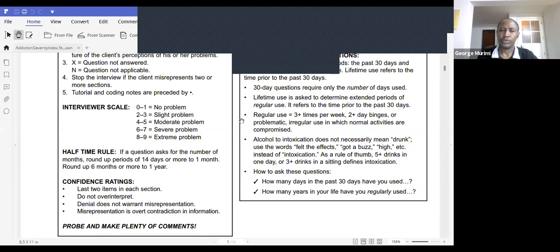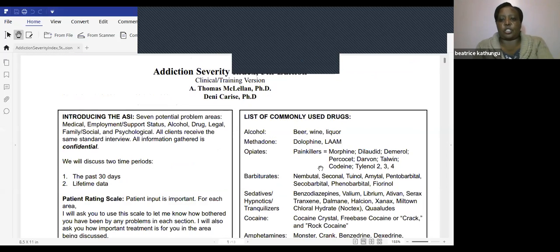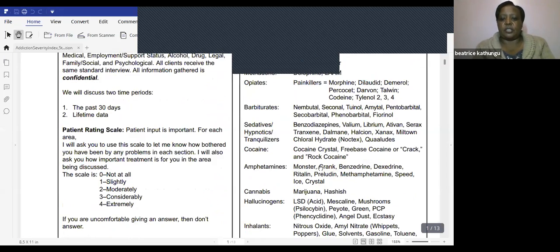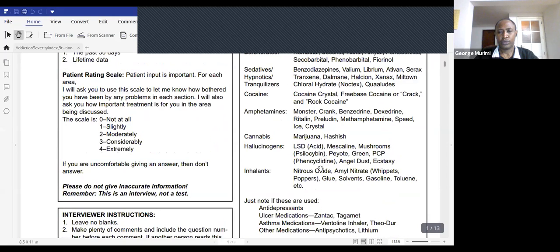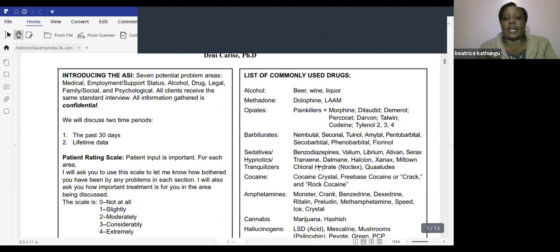So having said that, allow me now to introduce you to the other box, the one at the right-hand corner. Moses has talked about it. That's the list of commonly used drugs. You will need this for the alcohol and drugs section. And of course, the final one at the right-hand side at the bottom, again, you will need that for the alcohol and drugs section. So now I'm going to go to the first section, which is introducing my client, George, to the ASI.